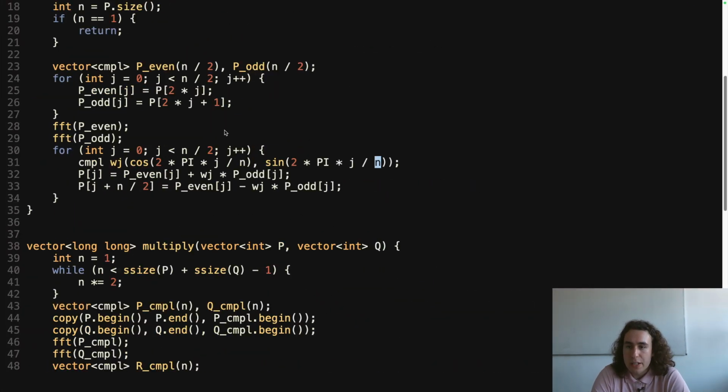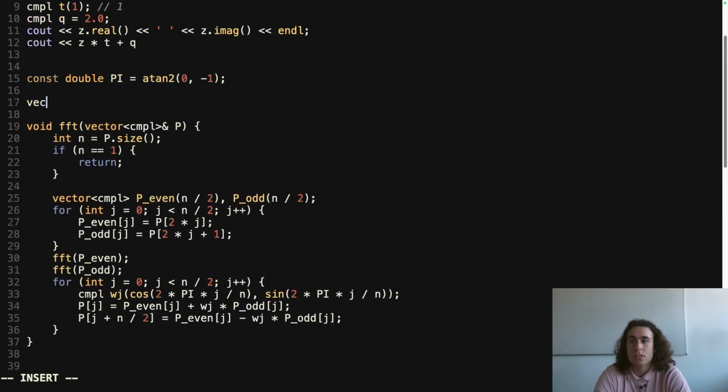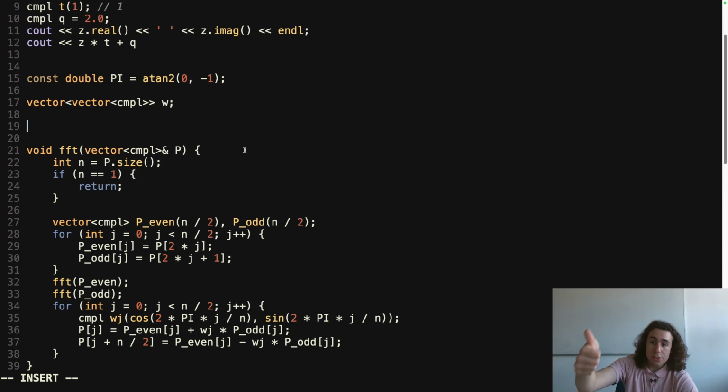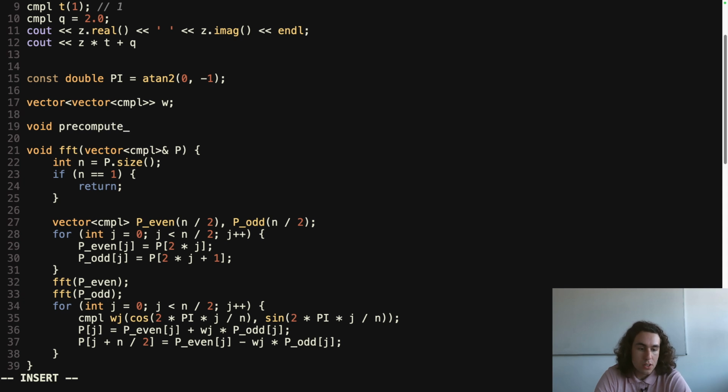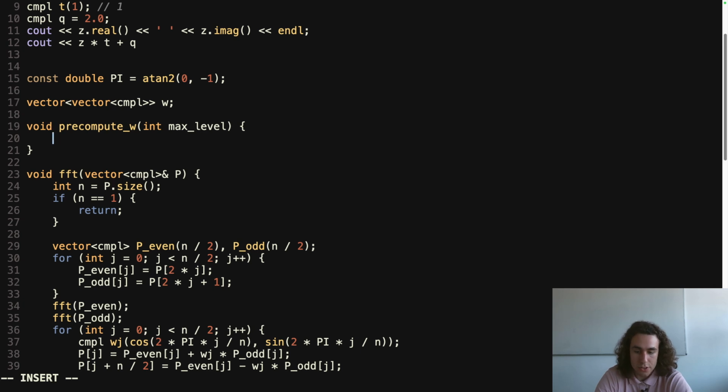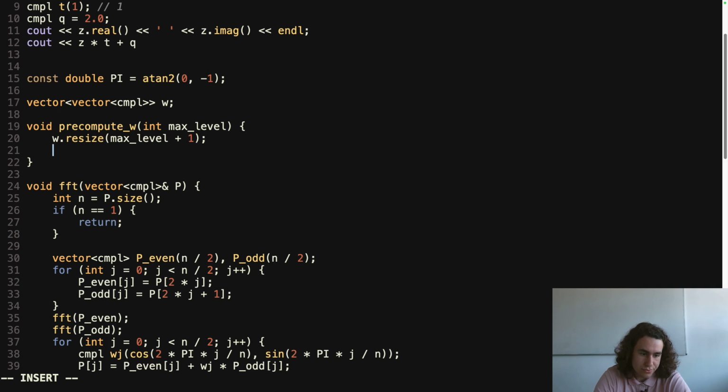So we're going to have a pre-computation of our roots. We're going to store it in a vector of vectors of complex numbers. So we're going to store for a level of recursion and j, what is this wj equal to? How do we calculate that? We have pre-compute w. We take the maximum level as the input, the highest level of recursion. We resize w by max level plus 1. And we go over all levels, so we go for levels from 0th to max level.